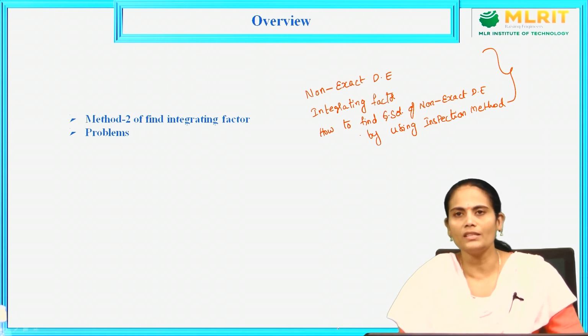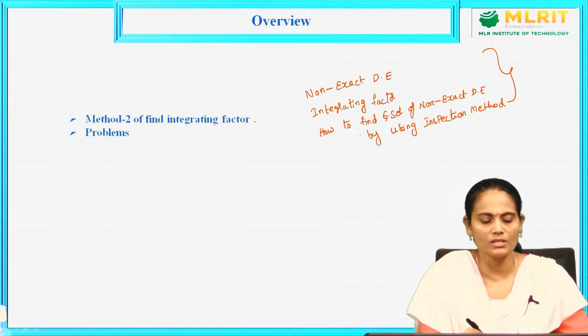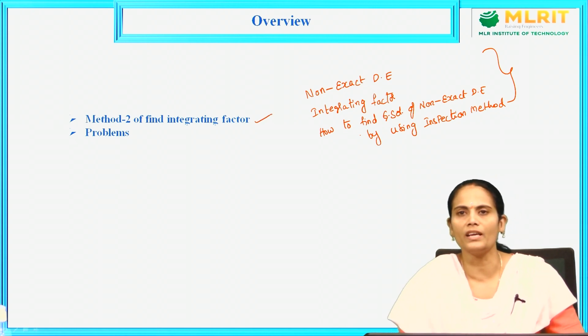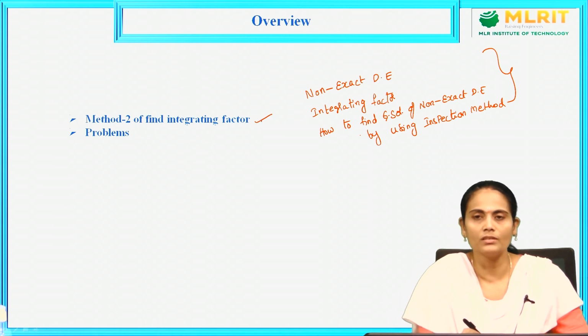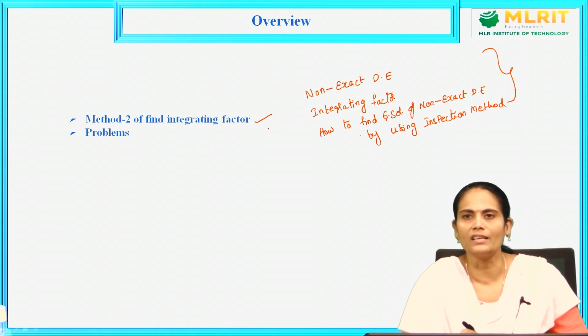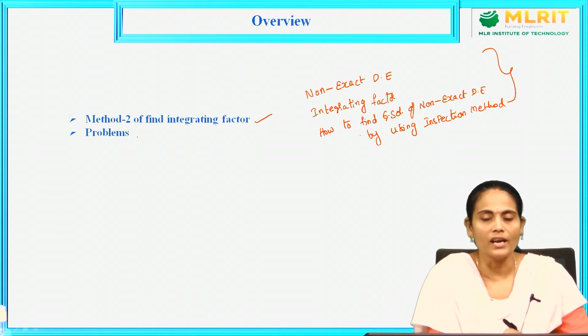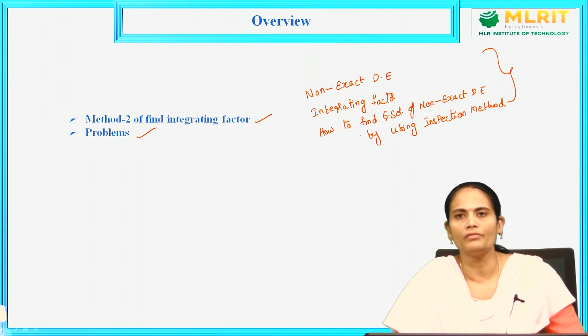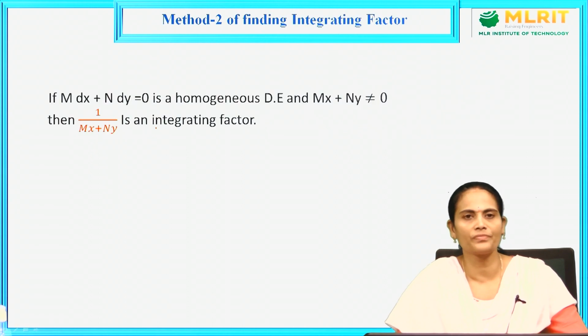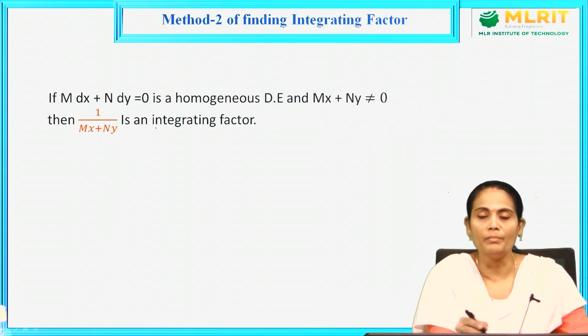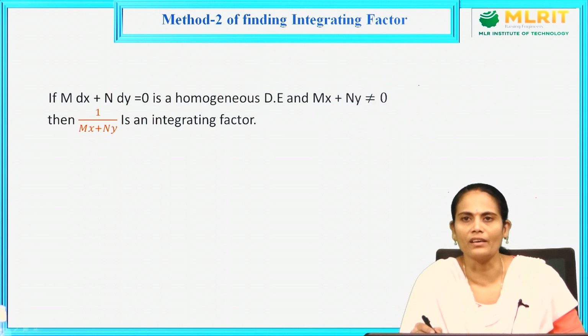So, today in this session, we are going to discuss method 2 of finding an integrating factor. It is not always possible to guess an integrating factor. So, in those cases, we use methods to find an integrating factor. And we will do one problem on finding an integrating factor using method 1. So, now see method 2 of finding the integrating factor.